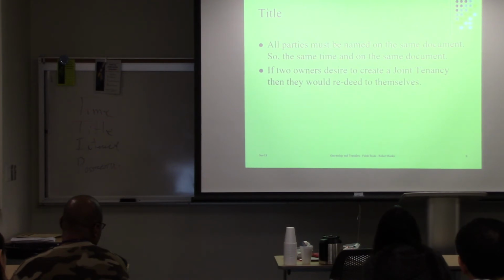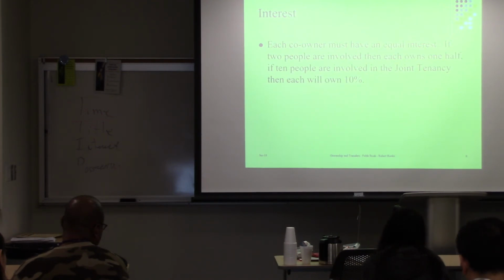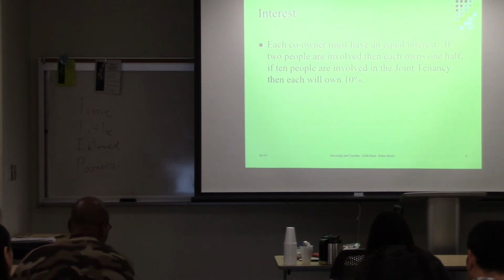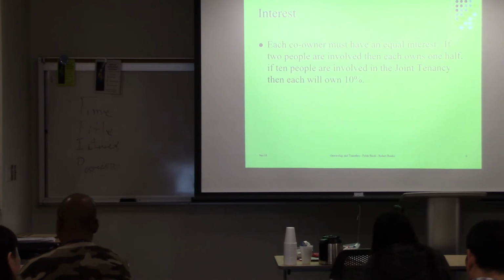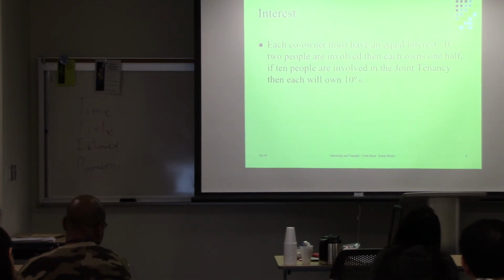All parties must be named in the same document. Interest: each co-owner must have an equal interest. There can be 10 of us in joint tenancy. There can be 2 of us. It has to be more than one. Okay, so maybe 2, 3, 4, 5, 6, 7, 8, 9, however many you want. But everybody has to be on the same document. Everybody has to have the same interest.